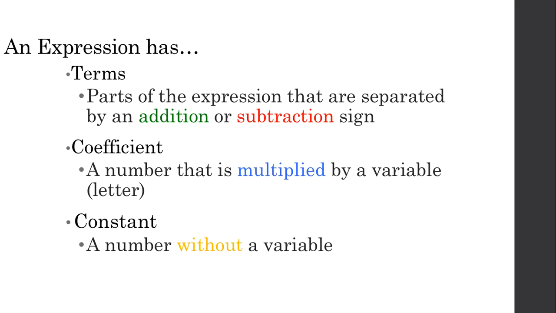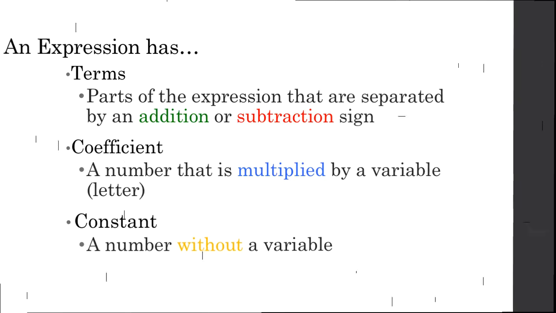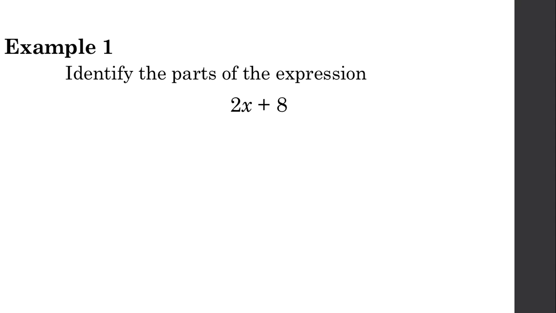So each expression has a particular set of things in them. They have terms, which are the parts of the expression that are separated by an addition or subtraction sign. You have coefficients, which are numbers that are multiplied by the letter in an expression, also known as the variable. And you have a constant, which is just a regular number that does not have a variable attached to it. So as we look through our examples, we need to be able to pick out those 3 different parts.